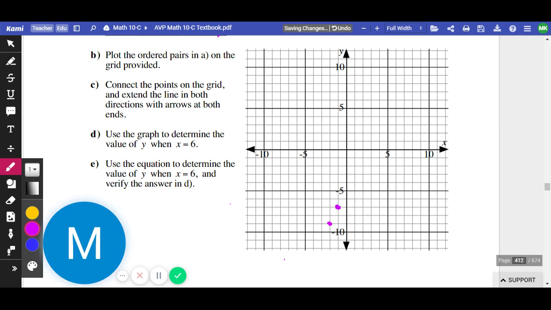And we can keep plotting those points. We would have 0 and -5, 1 and -3, 2 and -1, 3 and +1, 4 and +3. So you have all those points right there. So we now have taken an equation, created a table of values, created ordered pairs, created a graph. Right? It all connects together.